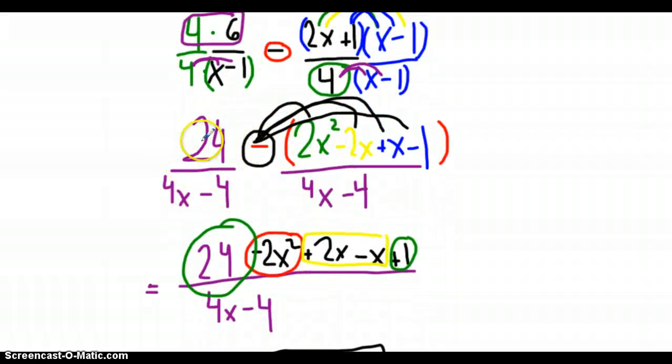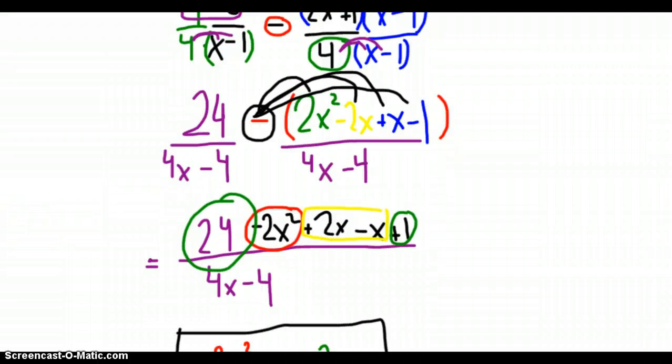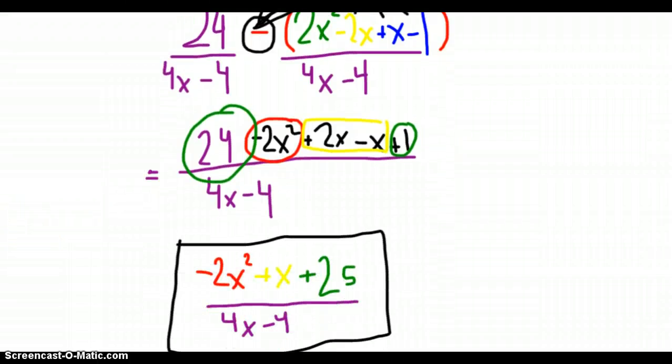I multiplied the top to simplify on the left and distributed my 4. On the right side, we did some FOIL. First, outside, inside, last, and we got 2x squared minus 2x plus x minus 1. I then distributed my negative and combined my like terms. So that is a recap of how to subtract rational expressions.